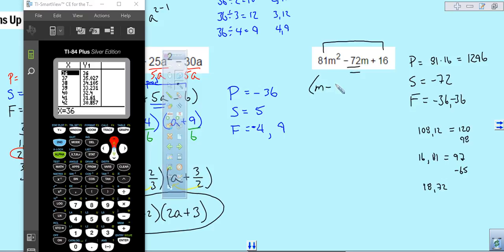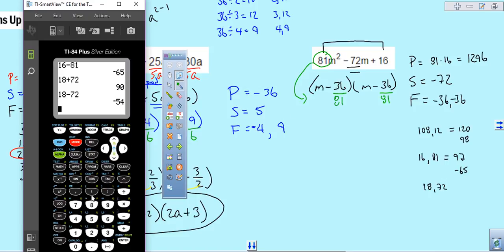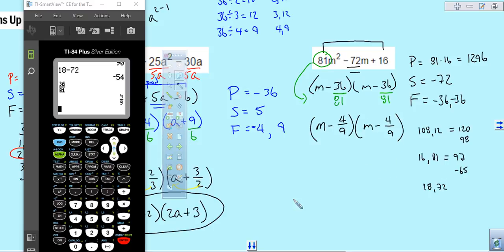So I come back over here, I continue my process. My process says that this is m minus 36 and m minus 36. I take my leading coefficient, my 81, I bring it around, I put 81, I put 81. At this point I've got to simplify those fractions. So I come back to my calculator and use this as my tool. 36 over 81 simplifies to 4 over 9. So right now I really have m minus 4 over 9 and m minus 4 over 9. The 9 does not go into the 4, so the 9 moves out in front. So this becomes 9m minus 4 and 9m minus 4, and those are my factors.